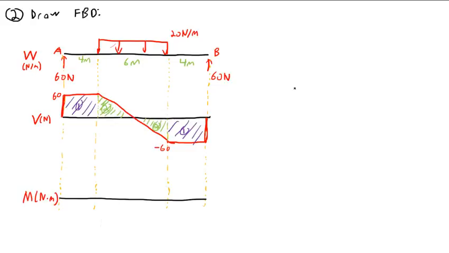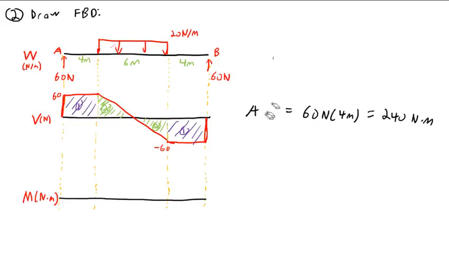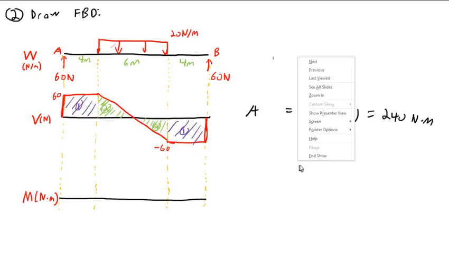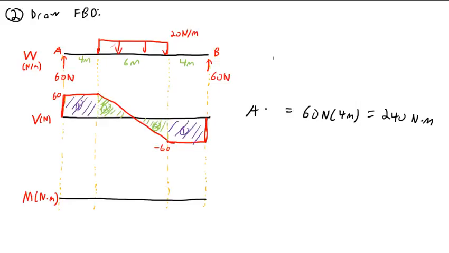Okay, so let me find the areas. Area 1 is simply 60 newtons times 4 meters, or 240 newton meters. So that's the area of this piece here. This one and this one are going to have a total area of 240. Area 1.